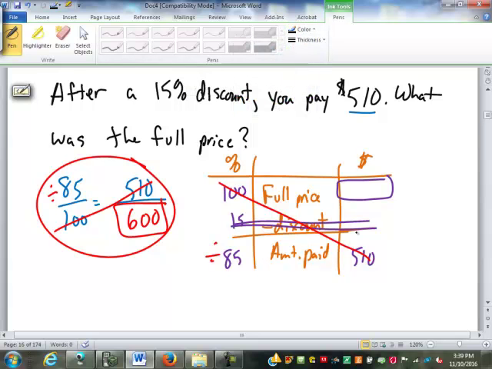You don't have to worry about the table as long as you can figure out how to do it this way. Just the table for me helps keep it organized, so I make sure I've got things matched up. Because over here, the tough part is figuring out that the 85 matches up with the 510. The key is they both represent the price after the discount. Know when the discount you subtract, and when it's not. If it's an increase, you add. If it's a decrease, you subtract.